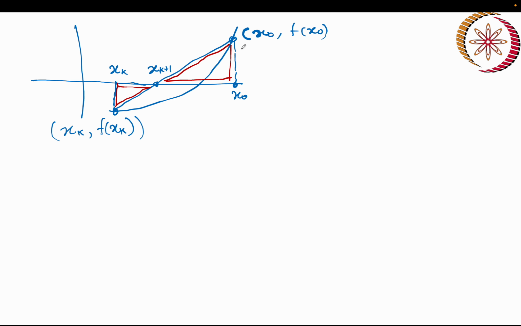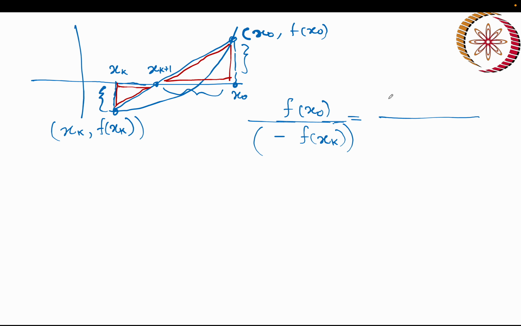So what we can write is, we'll write the ratio of this length and this length, that is nothing but f of x0, and the function is negative, so to make it positive we'll write f of xk, and now this term in the denominator is positive, and then we'll write this length, which is x0 minus xk plus 1, and next we will write the length, which is xk plus 1 minus xk.